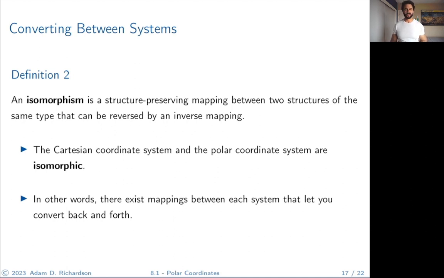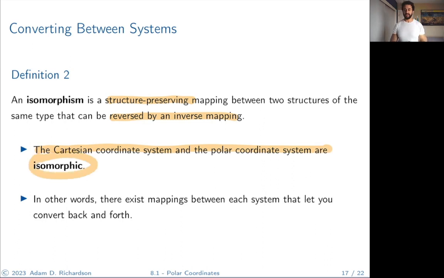Okay, that's a mouthful, right? I'm pretty sure not many of you have heard of this before, but this is something that some of you are going to study a lot more later on. There are some key ideas here. It's a structure-preserving mapping between two structures of the same type that can be reversed by an inverse mapping. That's an isomorphism. And what we've been hinting at for the whole lesson is that the Cartesian coordinate system and the polar coordinate system are isomorphic.